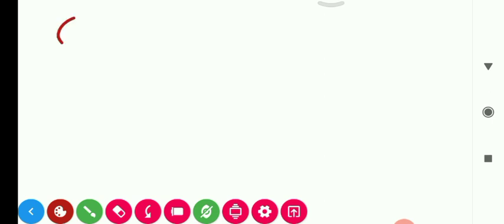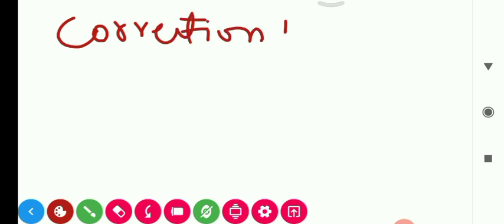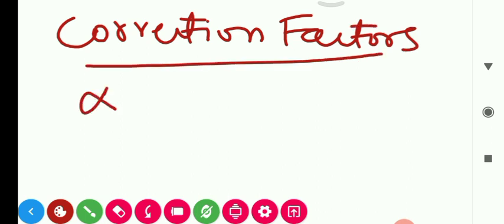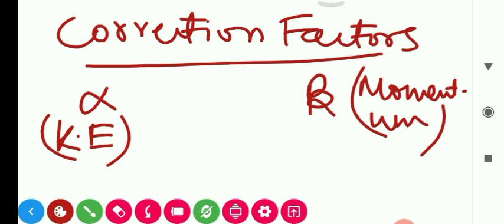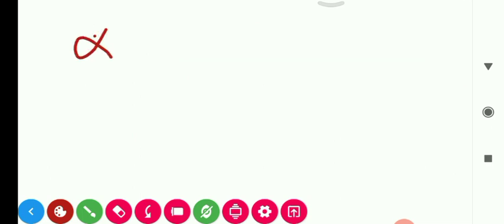In the last session we came to the point where I was explaining the correction factors. There were two kinds of correction factors, alpha and beta. Alpha was the kinetic energy correction factor and beta was the momentum correction factor. So what was alpha?